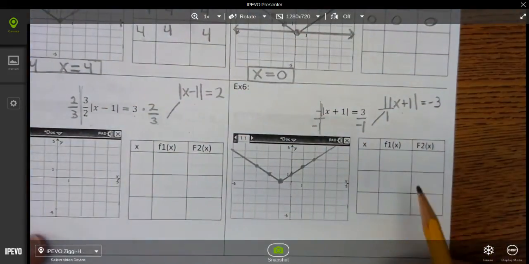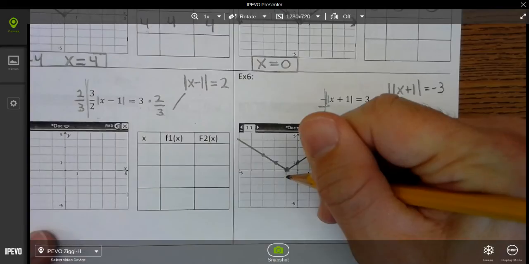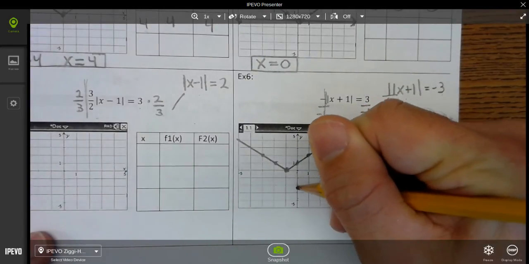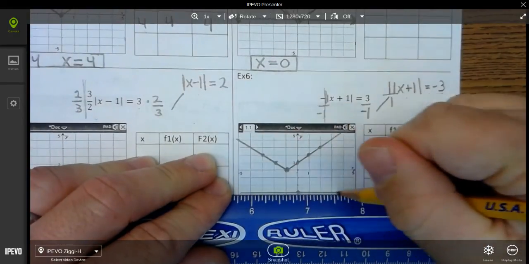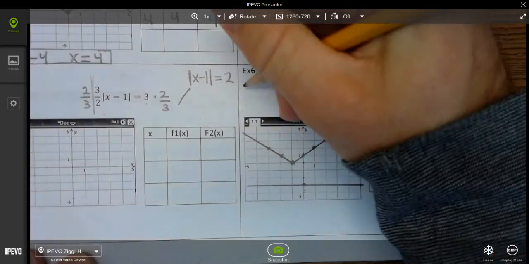All right, now we know that the right side is -3. So here we go down -1, -2, -3. And it's a horizontal line. And we see here that they don't intersect, so there's no solution.